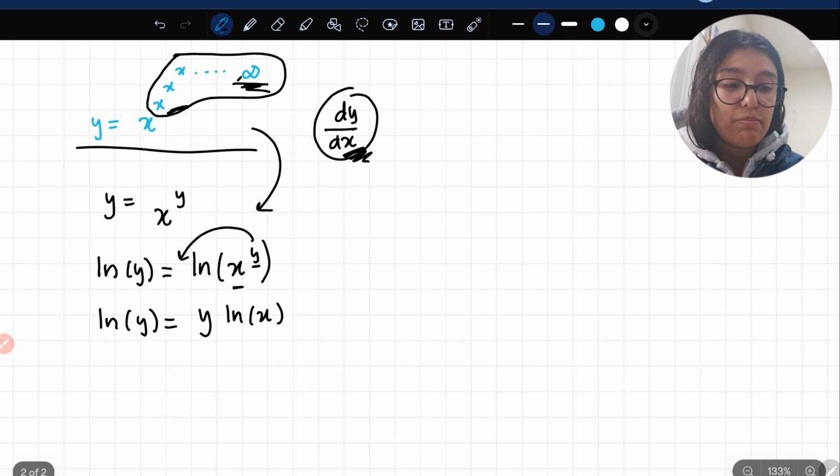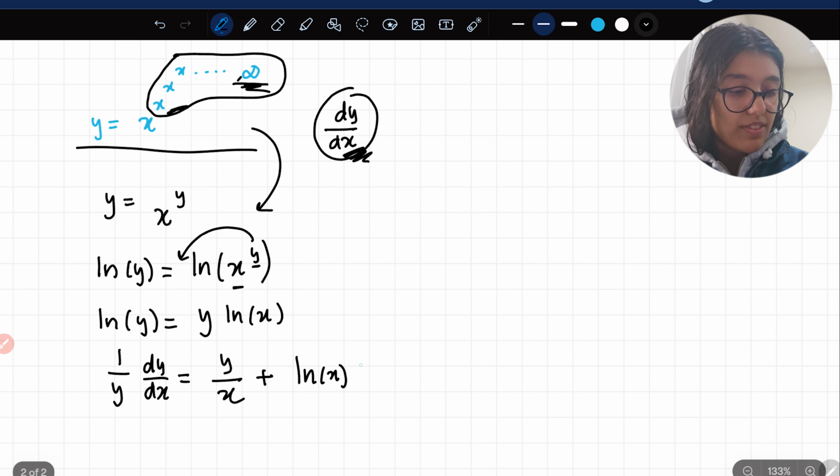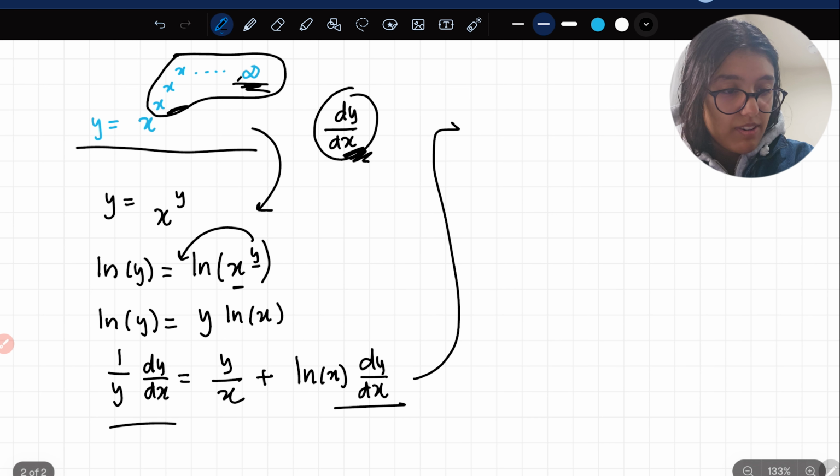So remember implicit differentiation. Left side is going to be 1 over y dy over dx. Right side, we're going to apply the product rule. So I'm going to take derivative of this first, which is 1 over x. So y times 1 over x, which is just y over x. And then we have plus natural log of x, derivative of y, which is just dy over dx. Let us start to isolate dy over dx over here. I'm going to take that right over there.